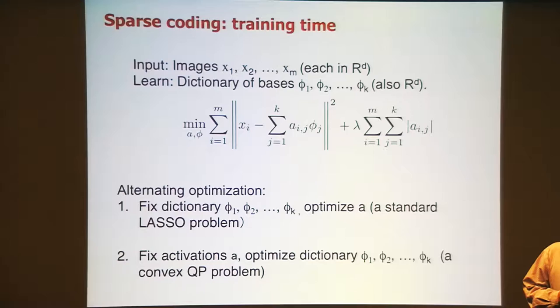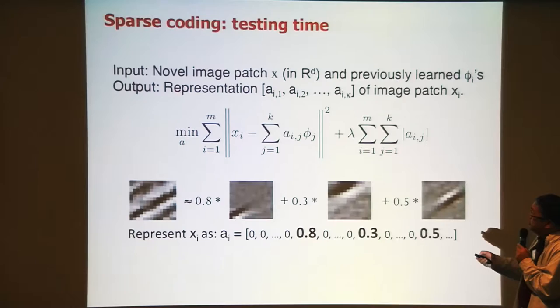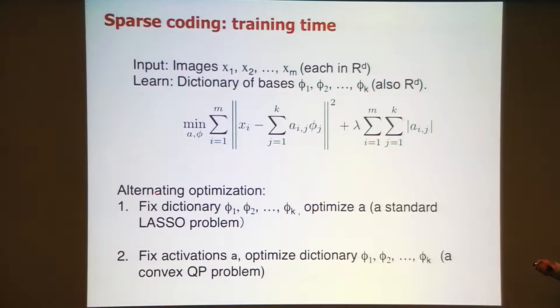So for Xi, it obtains the sparse coefficients Ai, but Ai contains a lot of zero elements because of this L1 penalty. In this sense, it leads to a sparse representation of the original signal. And then the learning process is a traditional alternating optimization.